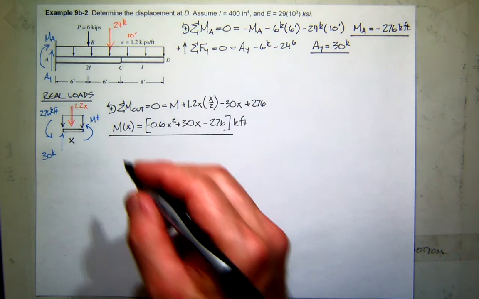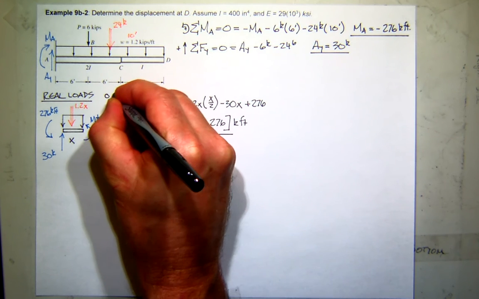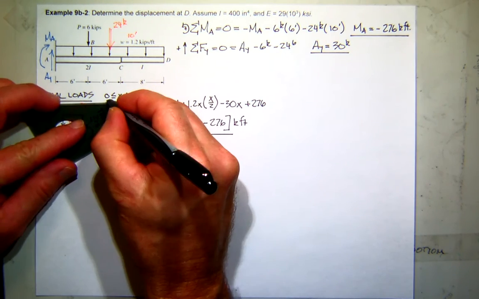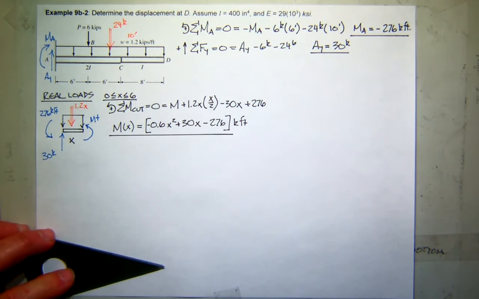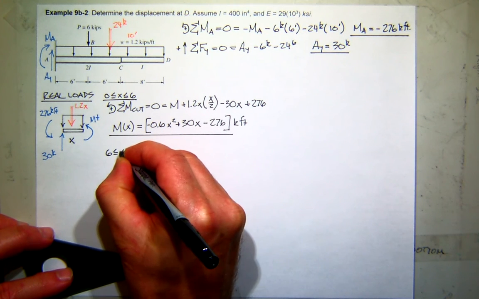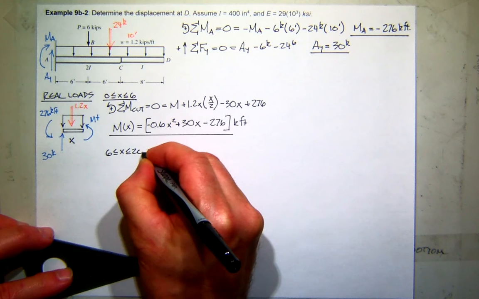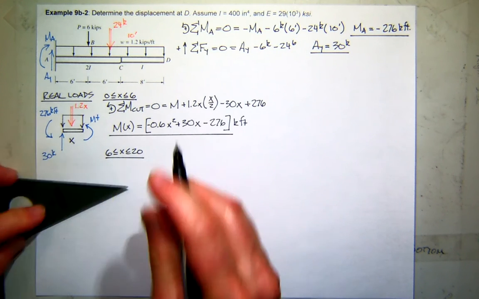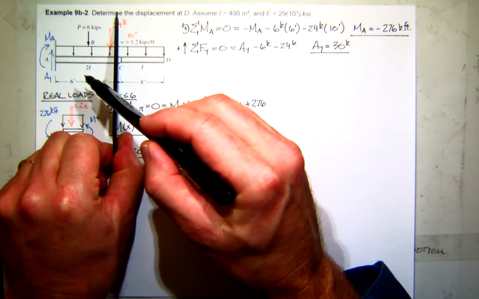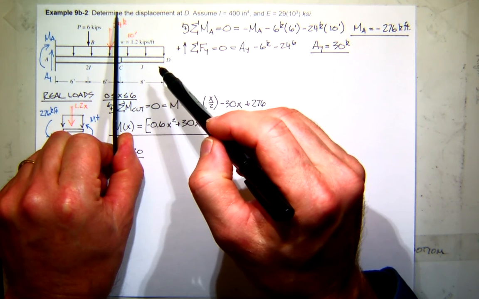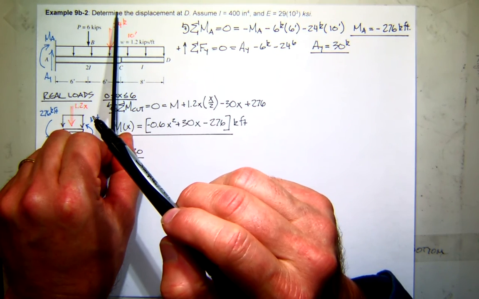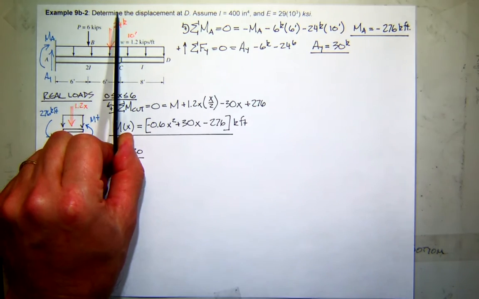Oh, I forgot. Yeah, this is only good from 0 to 6. Let me put that in there so you can see that. So we're going to do it again for 6 to 20. So now I'm cutting the structure somewhere here, and you can look at the left side or the right side. And I think the right side's a little bit easier. You can go either way, but I'm going to go with the right side.